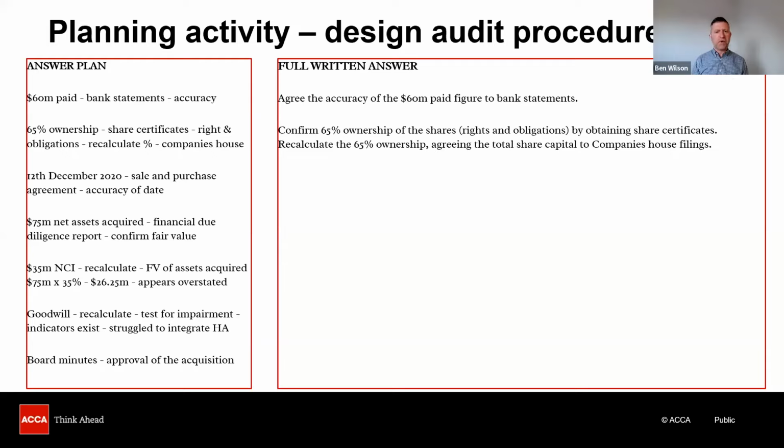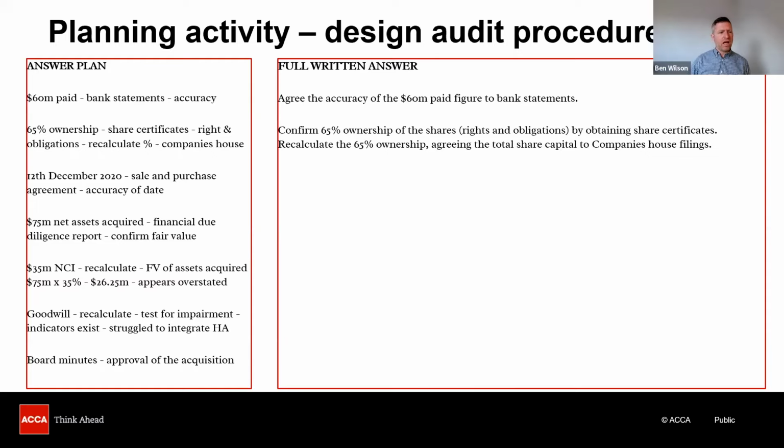You'll notice a technique that I use a lot there. And that technique is putting something in brackets. If I haven't got time to explain it fully, or I don't want to explain it fully, but I just want to show the marker that I've thought about it, I just put it in brackets. That is a way of being efficient, earning credit without having to write loads.